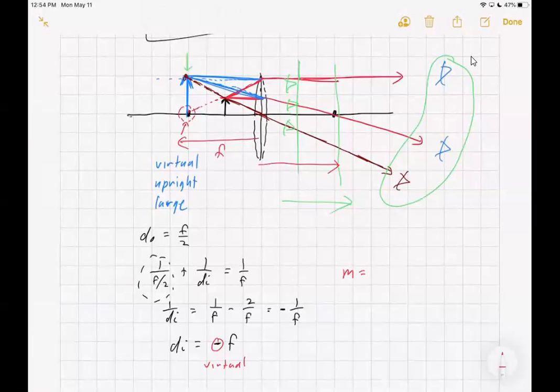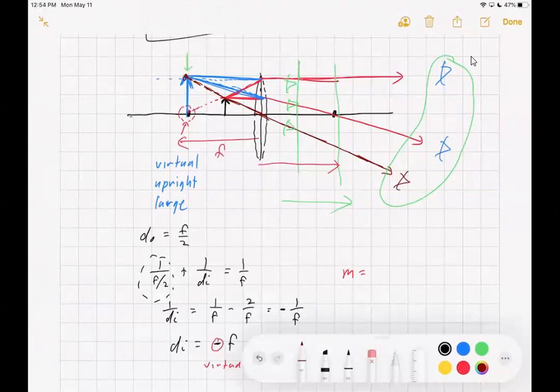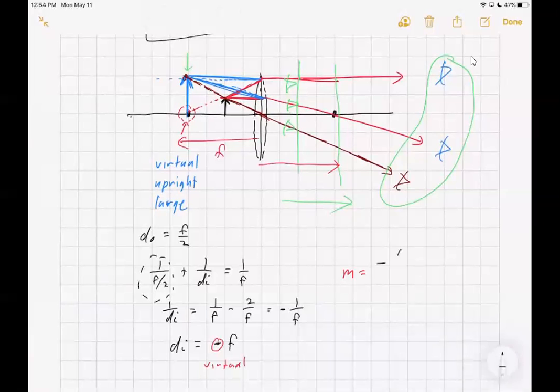Let's consider the magnification. That should be negative di, so that's negative f, over do. Oh, do was f over 2. I was confused for a moment. I thought I was going to get a 1. When I look at that, I should get a positive, and I will get a positive 2. Just a little bit of work with fractions. So my image is upright. That's what the positive means. It's large because it is twice as big as the original object.